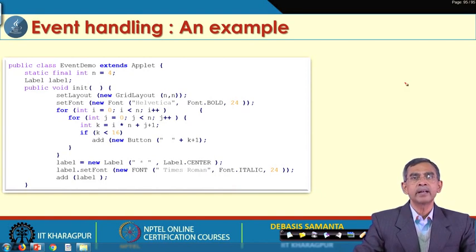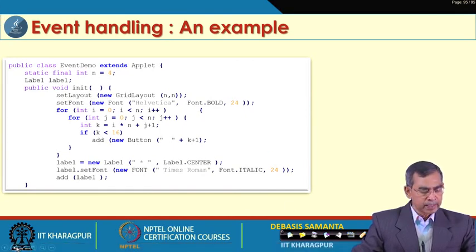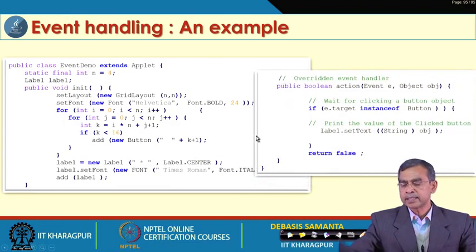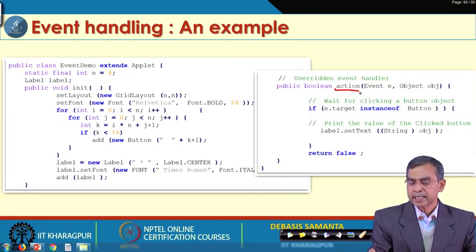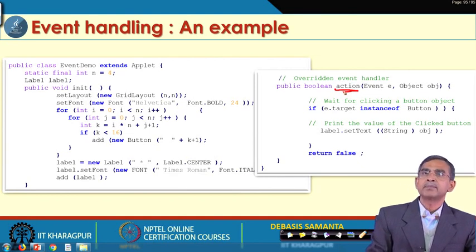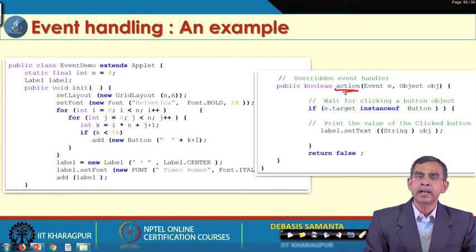Then the next thing is the event to be handled, because so far the window, or we can say the applet, has been created, but no event has been added. So, our next part is how the event can be added to it. Here is the event. The event we have planned here is the action, which is an abstract method defined in the event class in the java.awt package.